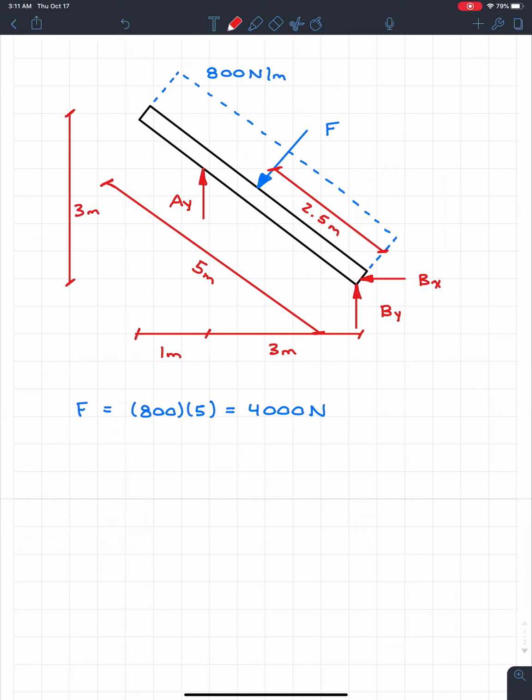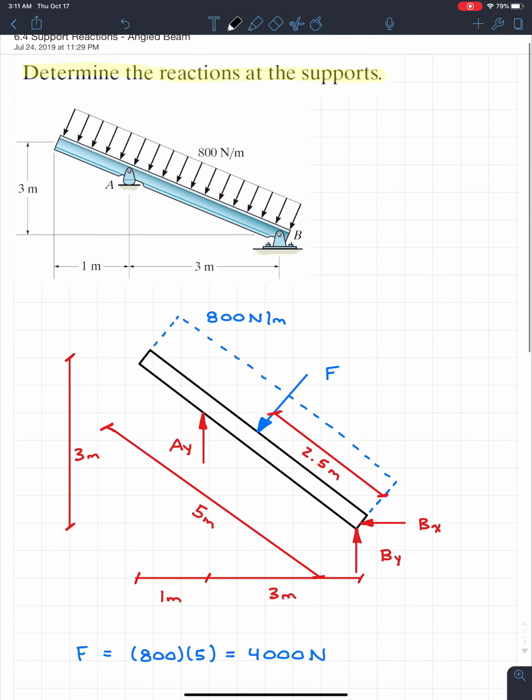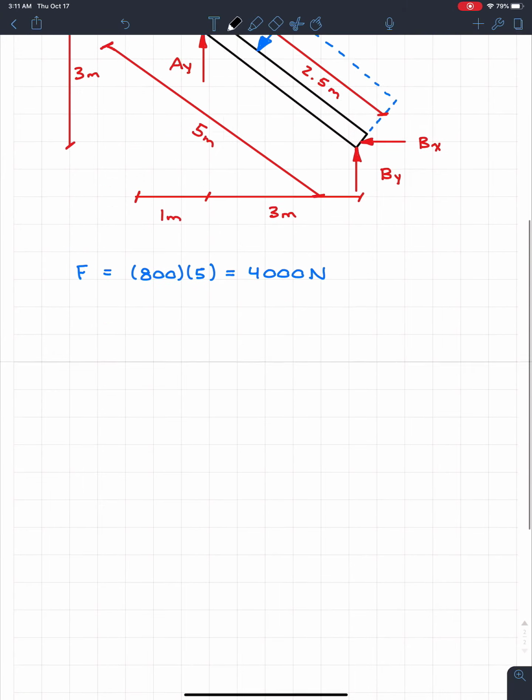Alright, so now we have everything that we need. Now we can start solving for everything. The question, again, is very simple: determine the reactions at the supports. Before we start looking at angles, I want to show you something which is really nice. And that is if we sum the moments at the pin. Because remember, that's what we usually do. We sum the moments at the pin, see where it gets us, because it usually eliminates 2 out of 3 unknowns, leaving 1 unknown. Very nice.